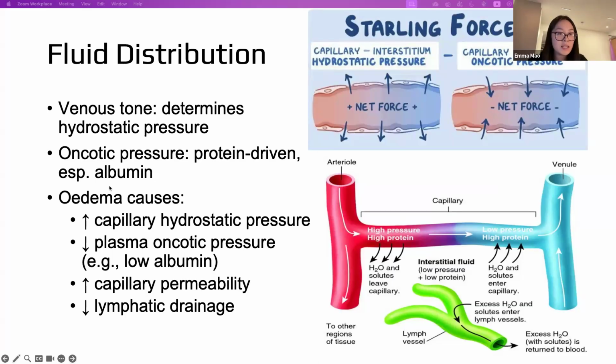So causes of edema, so tissue, blood fluid outside of the vessels, include increased capillary hydrostatic pressure, decreased plasma oncotic pressure, so for example low albumin, and then increased capillary permeability and decreased lymphatic drainage. So these are the causes of fluid in the wrong place.